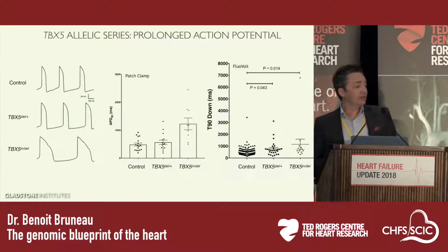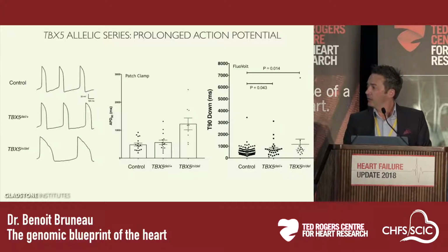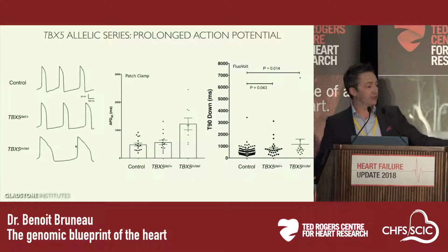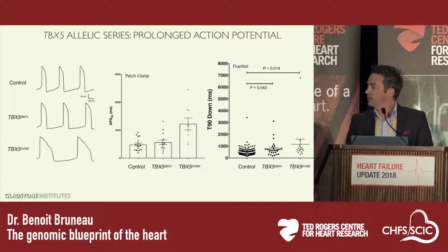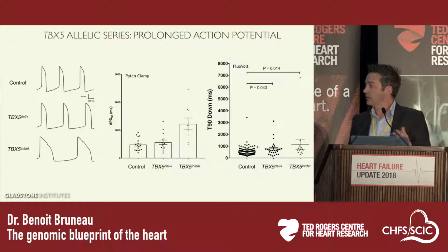By electrophysiology, using either patch clamp or fluovolt, we were able to find that we had gradually prolonged action potentials in the heterozygous and then more pronounced in the homozygous, and this is quantitated here. So there's only a trend in the heterozygous by patch clamp, but there's an overall significant difference by fluovolt. And so we have these electrophysiological defects that are consistent with the human disease phenotype. So in a sense, this is satisfying because we can tell that there are cellular defects.